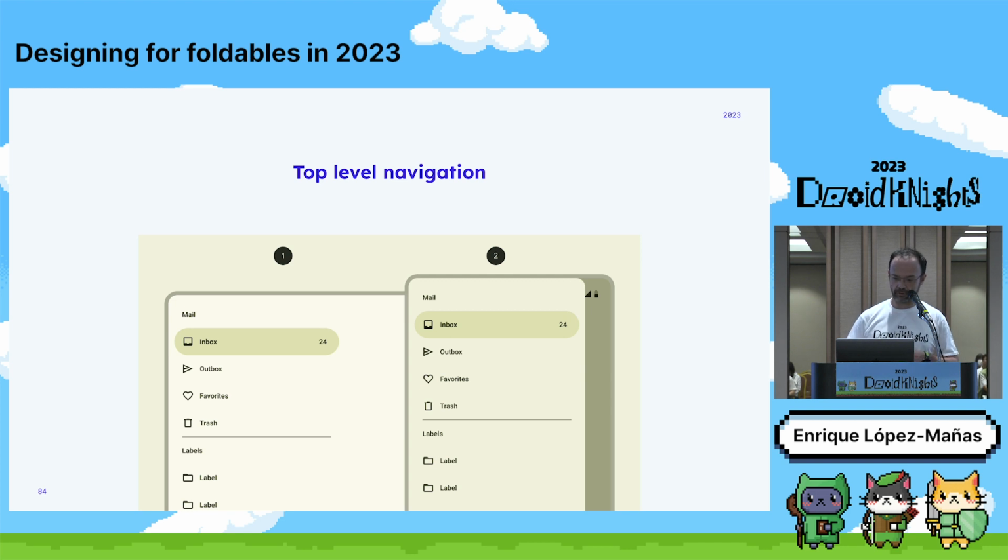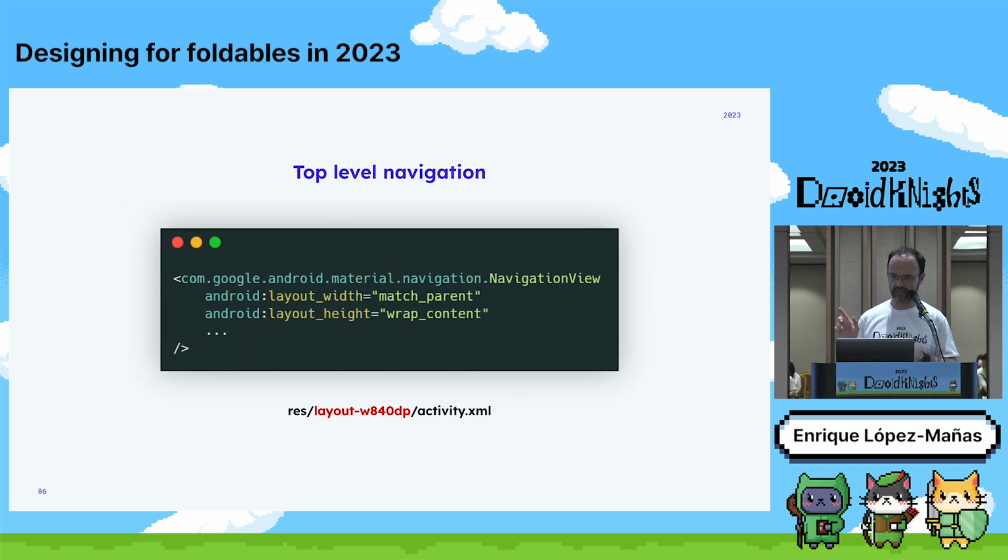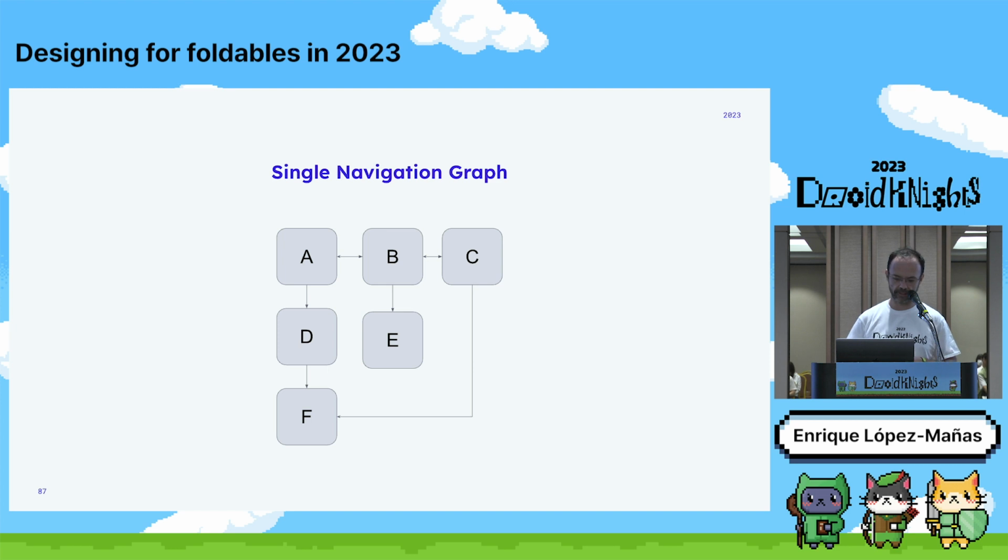Now we have the top-level navigation, right? The one like when we expand our menu and it's sort of a more visible list. That will be the navigation view. Again, see how in this case we have the layout -w840dp, and that's how the activity gets instantiated. So that's how we tell our phone to use one layout or the other one.